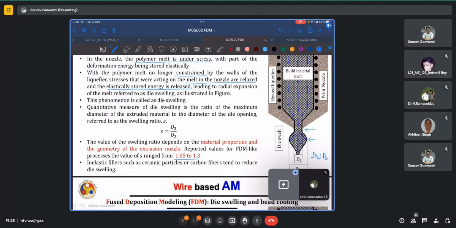Of course, this value of the swelling ratio will often depend on the material properties and also the geometry of the extrusion nozzle. So based on the type of geometry you have, whether it is flat, parallel or converging or diverging, or the length of this extrusion channel, the swelling ratio may change. And usually for such thermoplastics, it would be in the range of 1.05 to 1.3. Certain other types of filament material which are used, such as ceramic particles or even carbon fibers, tend to reduce die swelling. And in this case, the value of swelling may be close to 1 or sometimes even marginally less than 1.